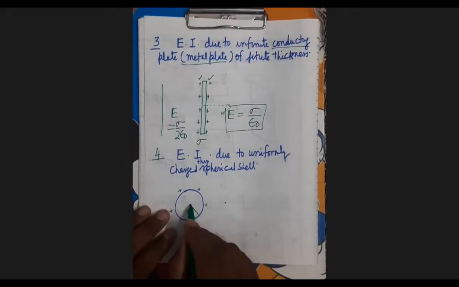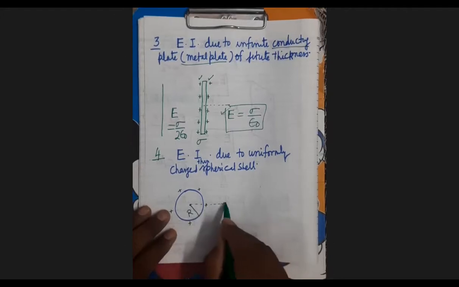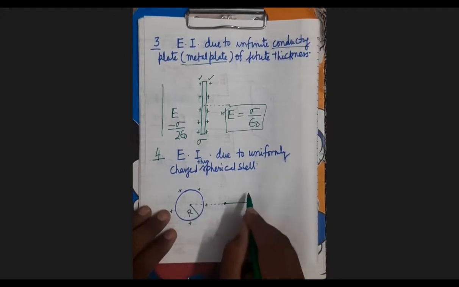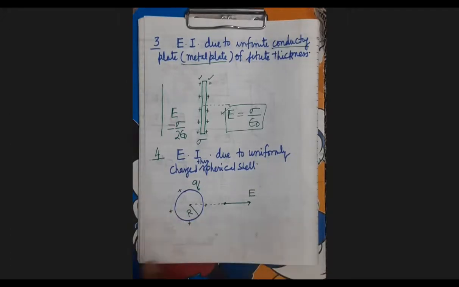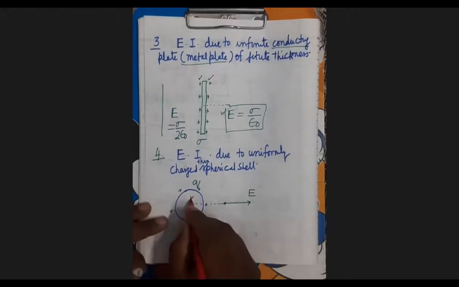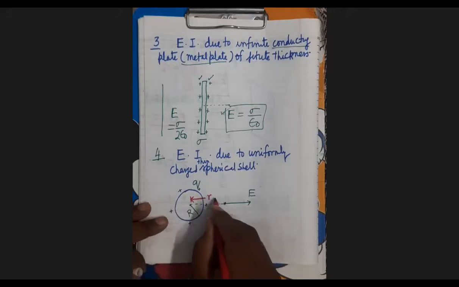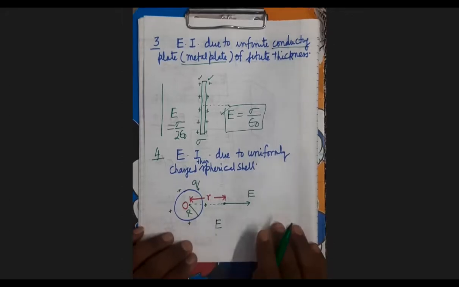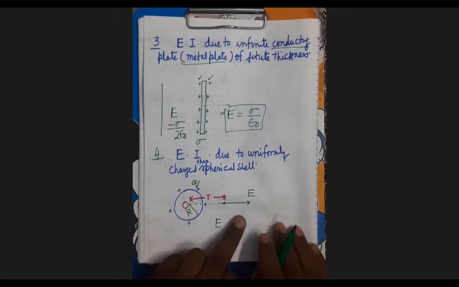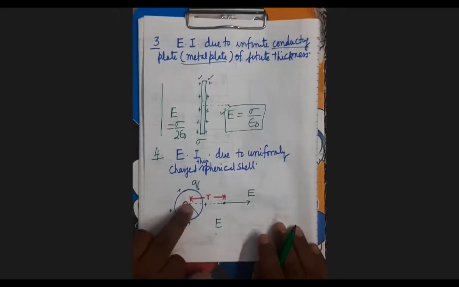It will be in the radially outward direction at any outside point. Suppose Q charge is given to it, and the distance of this point from the center of the spherical cell is small r. Then what will be the electric intensity? Electric intensity at any outside point we can find by assuming the whole charge at the center.